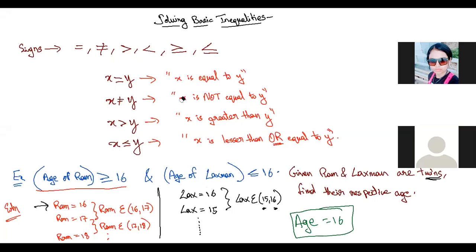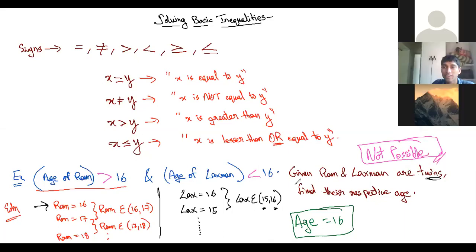I just wanted to bring out the importance. Let us say the question changes a little, and instead of saying this, they say Ram's age is greater than 16 and Lakshman's age is less than 16. And then they say it is given that both of them are twins, and find the respective age. What will be the answer? Answer will be none. None. So we can also write phi. If there is a set of possible ages, then you can write phi. Okay. If they're not talking about sets, then you don't have to.